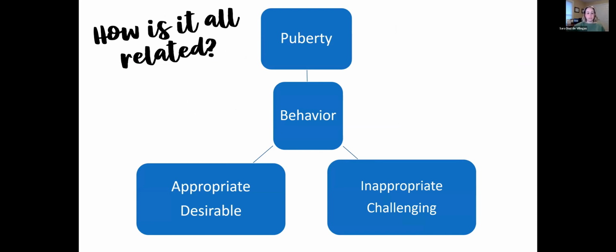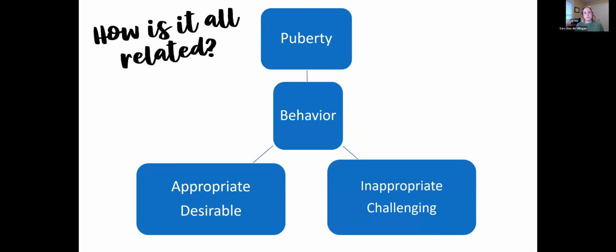We've got puberty up here at the top. We've seen a few examples of how puberty affects your behavior, and your behavior can be in one of these 2 categories. It can be appropriate or desirable, or it can be inappropriate and challenging. And when I'm using the term inappropriate, I mean it in the sense that it's maybe something that's dangerous, it's happening too often, or in the wrong context.